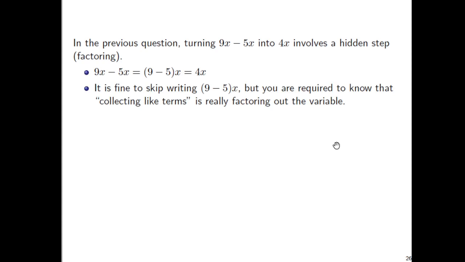Turning 9x minus 5x into 4x involves a hidden step, and that hidden step is factoring, right? 9x minus 5x truly turns into (9 minus 5) times x, which simplifies into 4x. Now it's fine to skip writing that (9 minus 5) times x, with x outside the parentheses. But you are required to know this.